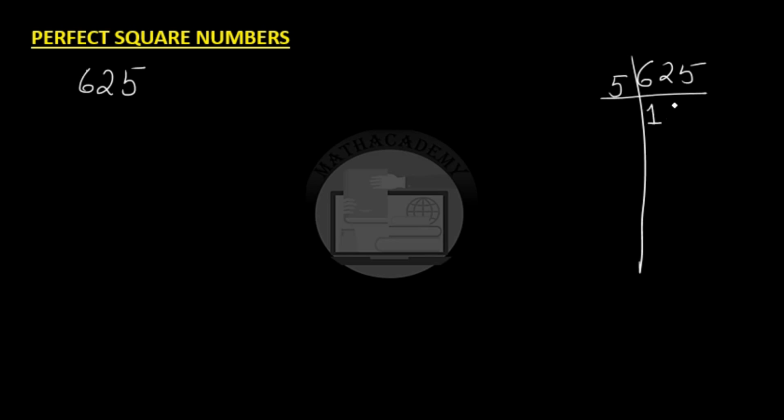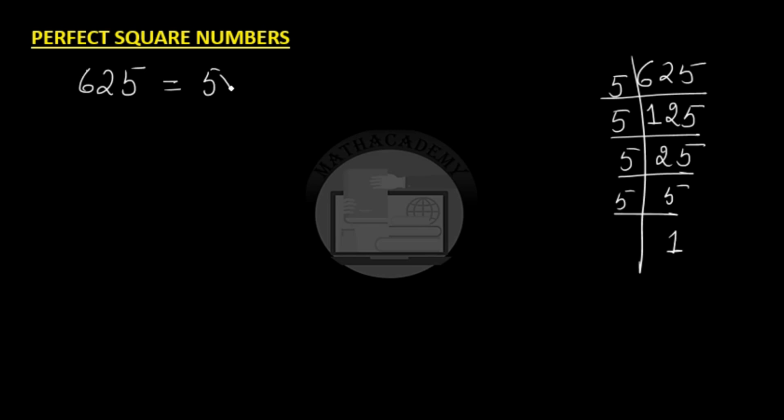So what is a perfect square number? Let us see. If we have a number, say 625, let us prime factorize 625. 625 is written as 5 times 5 times 5 times 5.